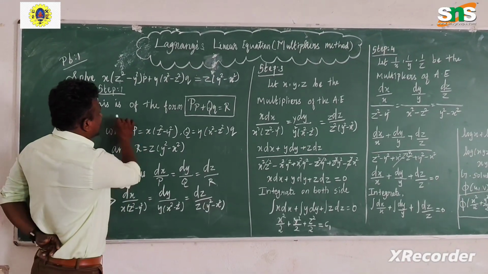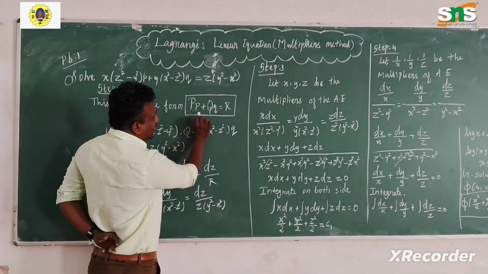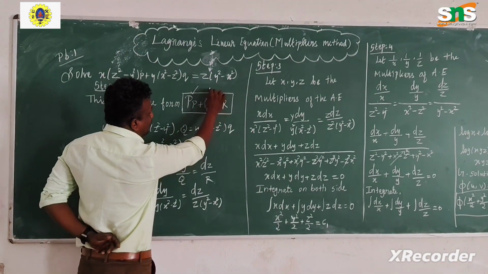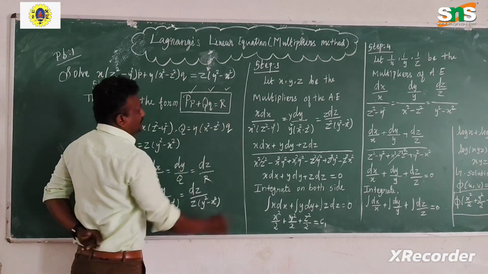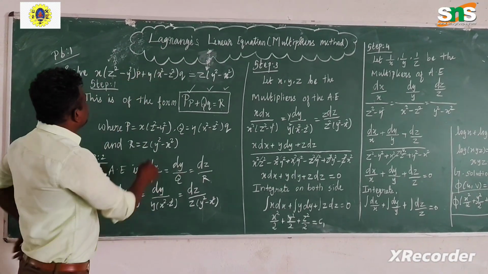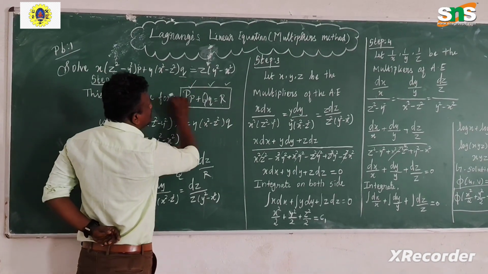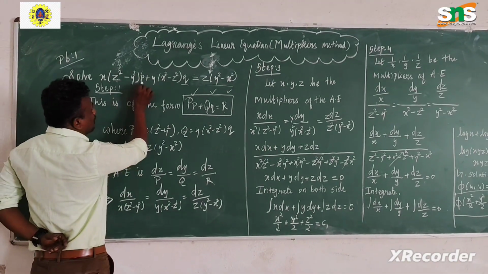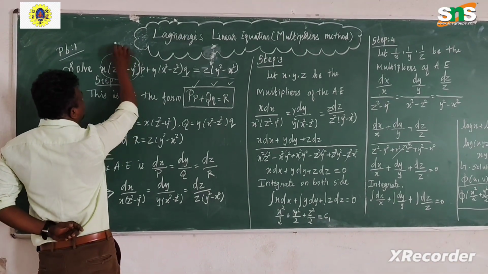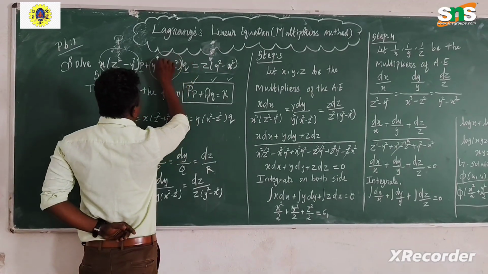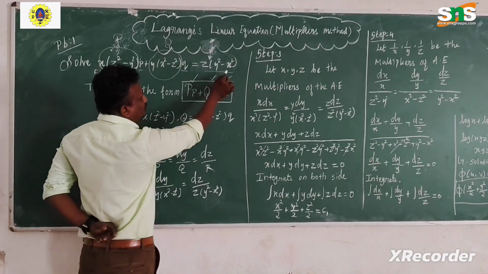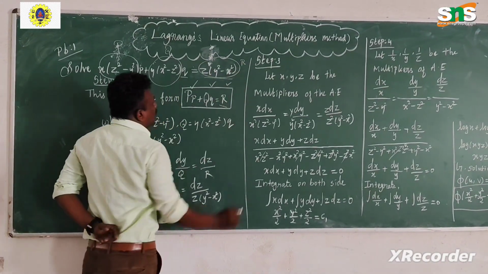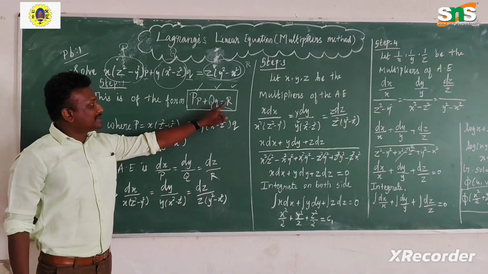So first, what is Lagrange's linear equation pattern? This is the pattern: capital P small p plus capital Q small q is equal to capital R. Let us come to the question. We have small p, here we have small q, and on the right hand side we have some expression. The coefficient of small p is capital P, similarly the coefficient of small q is capital Q, and what we have on the right hand side is capital R.